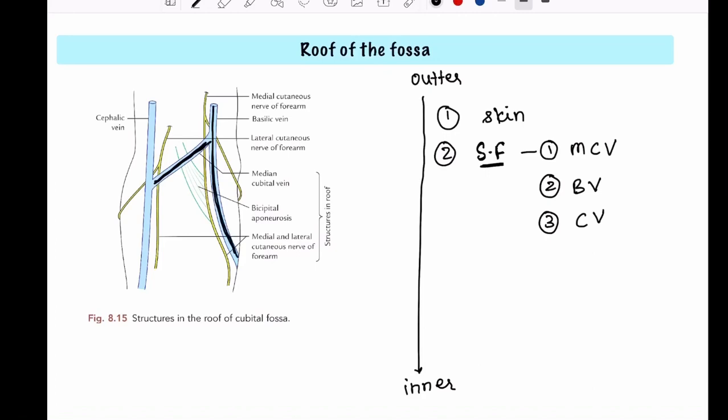Now remember MB. The basilic vein is always on the medial side, MB. So in this figure, this will be the medial side and this will be the lateral side. And on the lateral side, we have the cephalic vein.